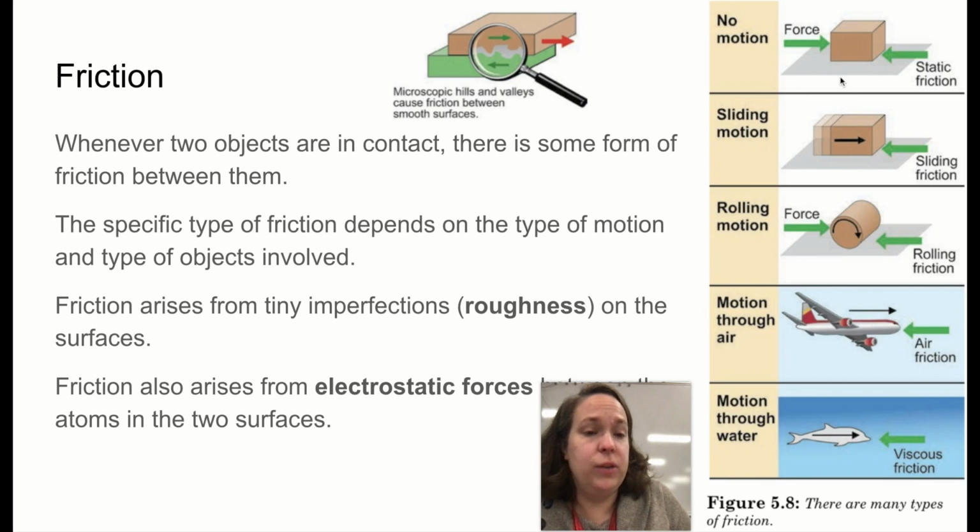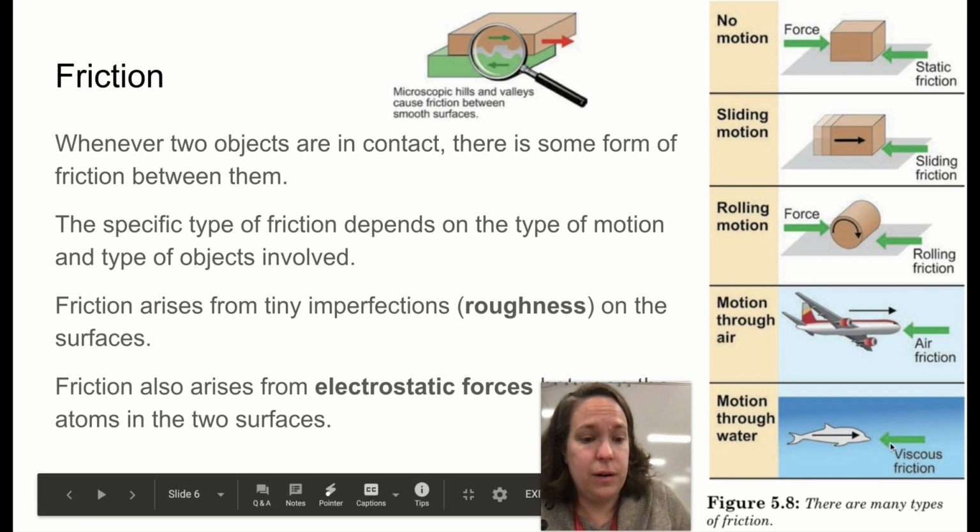If there's no motion, that's static friction. When they're sliding past each other, that's sliding friction. If an object is rolling, that's rolling friction. You can have air resistance, or sometimes it's called air friction. And you can have water or viscous friction. They're actually really similar to each other, air friction and viscous friction, just different types of fluids.